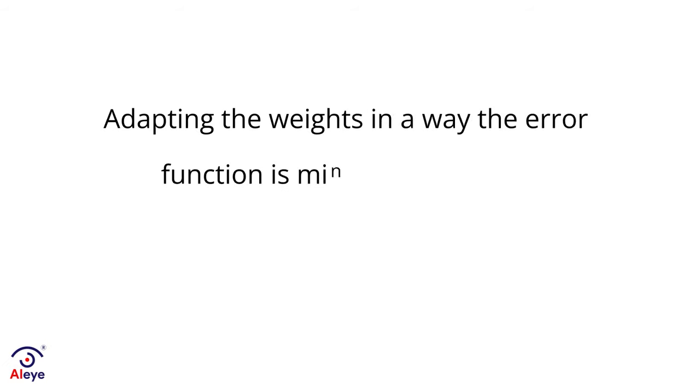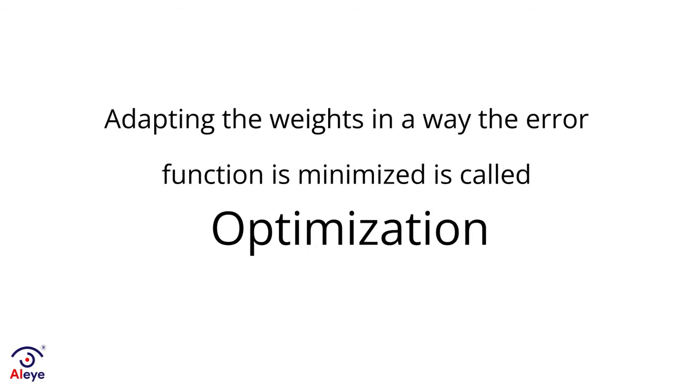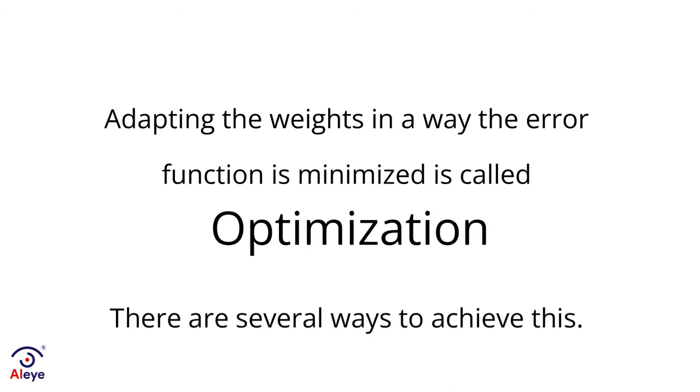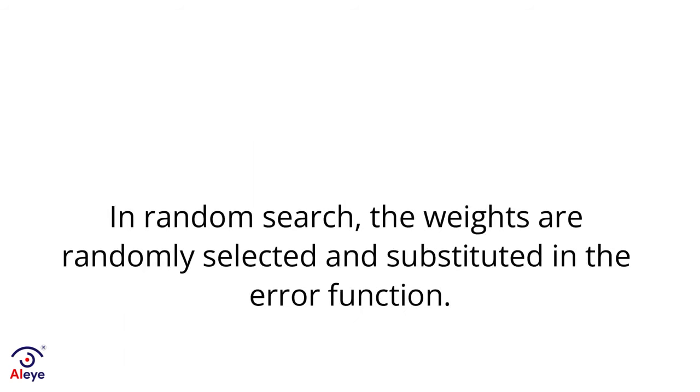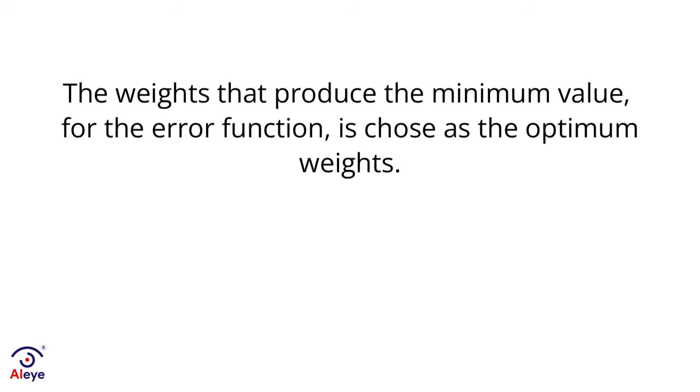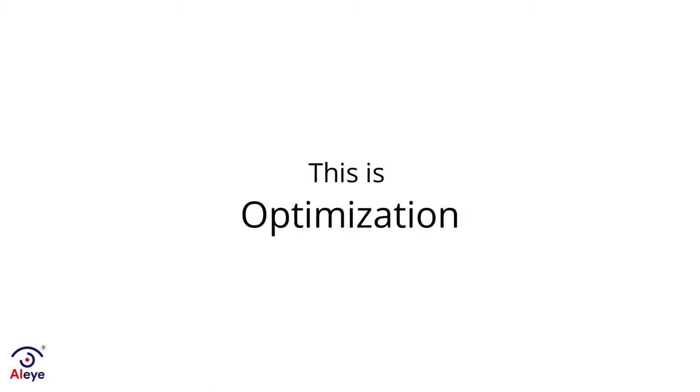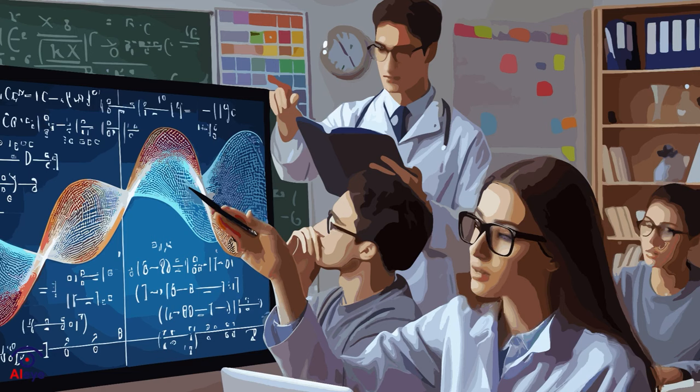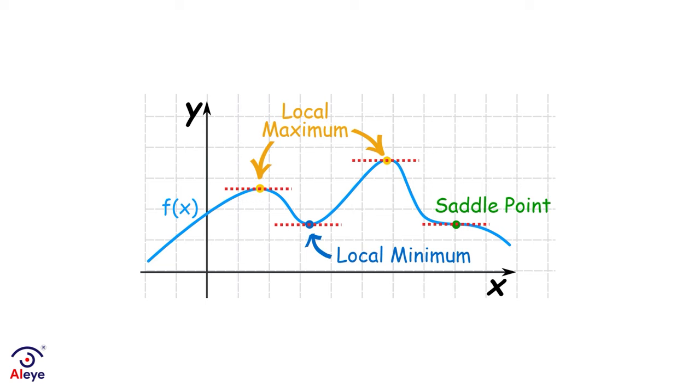Adapting the weights in a way that the error function is minimized is called optimization. There are several ways to achieve this. One of the simplest methods is random search. In random search, the weights are randomly selected and substituted in the error function. The weights that produce the minimum value for the error function are chosen as the optimum weights. This is optimization. If you have already studied differential calculus, you know that the minimum of a function, f(x), can be found using the derivatives, or the gradients.